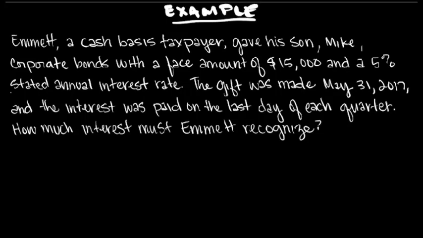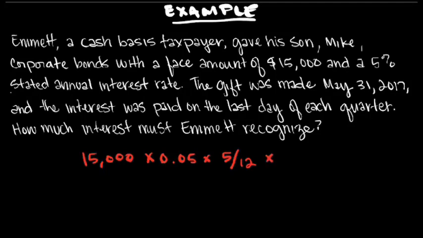Well, first, let's take the basis in the corporate bond of $15,000. We then multiply that by the interest rate of 5%. Now, we must only include the amount of interest that he would receive during the time that he owned it. And so we look at how many months out of the year he owned the bonds, and that would be 5 months, since it's May, 5 months out of 12.